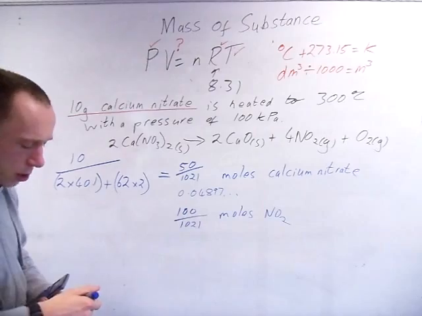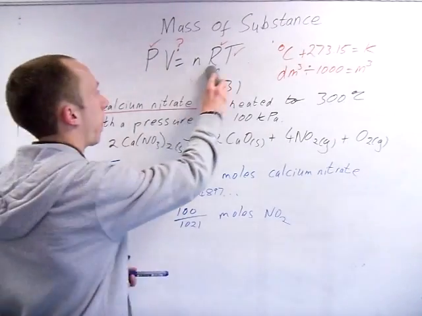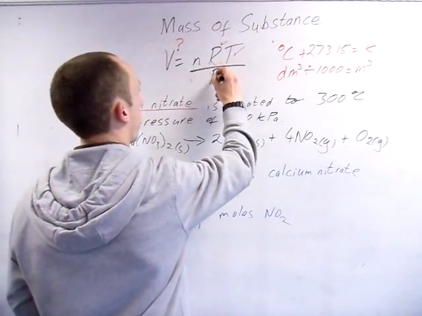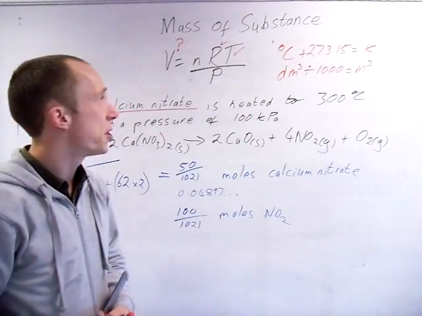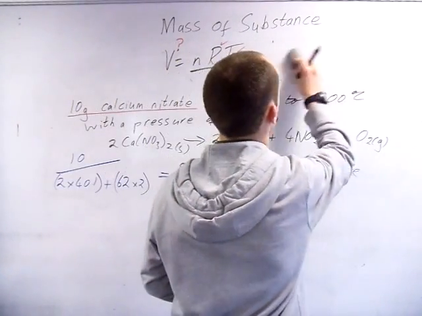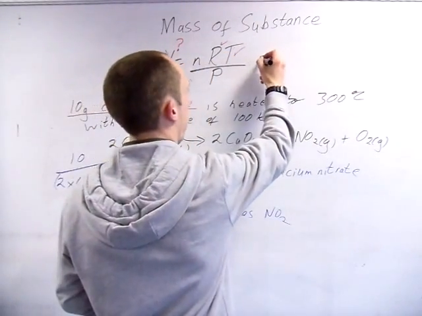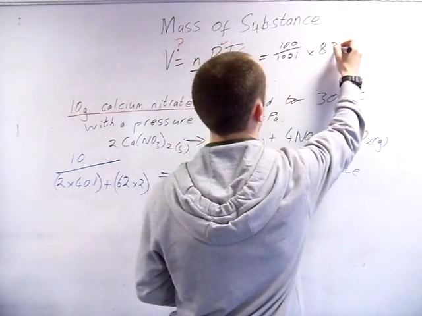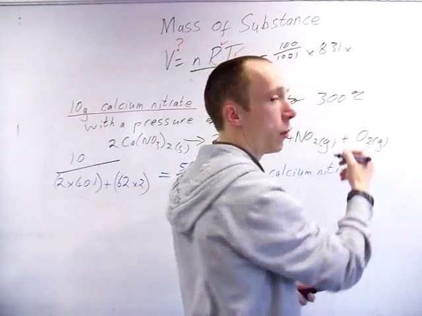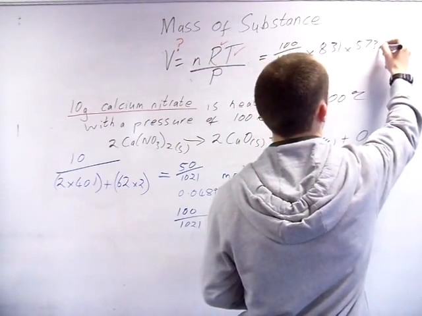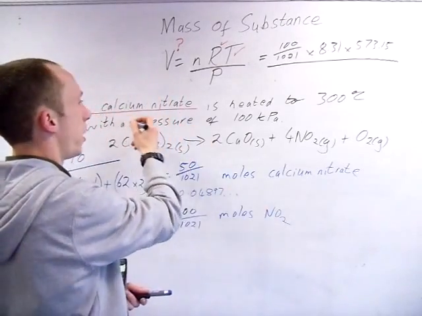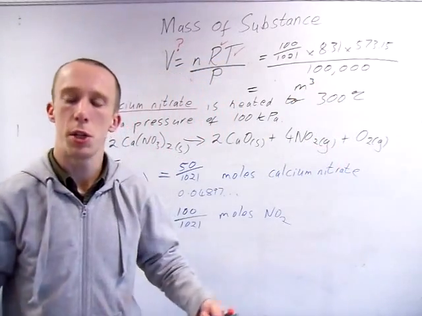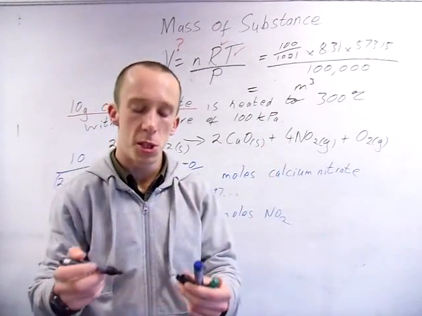Now we need to rearrange this equation to make V the subject. Simple as that. Now just plug your numbers in. Right, so we've got 300 plus 273.15, the conversion, remember. Divided by your pressure, 100,000. And you can do that on a calculator. Once you do that, that will be your answer in meters cubed.